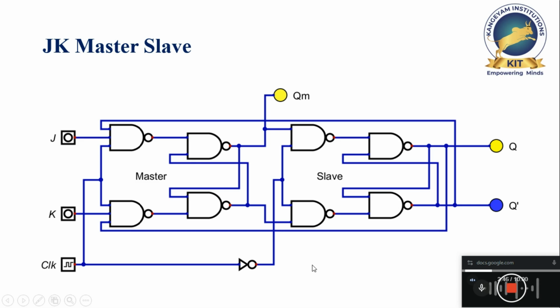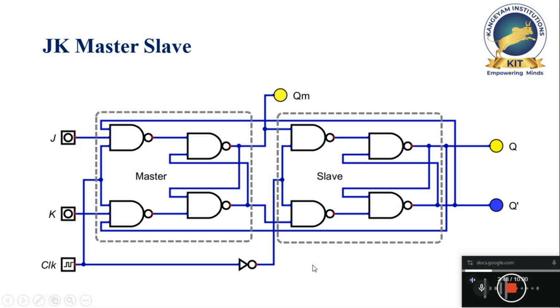That is our important motive. This is the master flip flop and this is the slave flip flop. Suppose when the clock is 0, this master will become inactive but this slave will become active. So this is the working principle of master slave. And how is this going to solve the issue of race around?